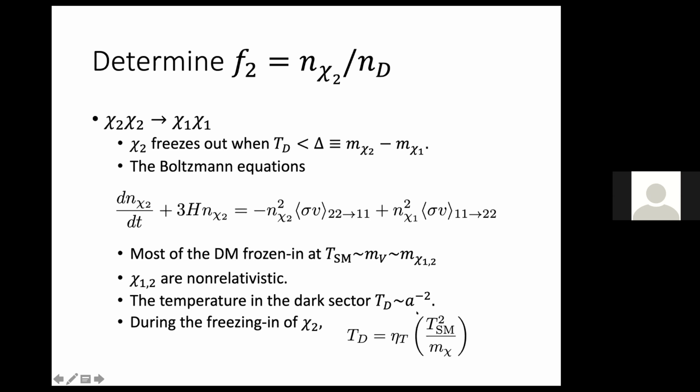We know that the velocity always scales with a to the minus 1, so the kinetic energy scales with a to the minus 2. And because they are non-relativistic particles, most of the temperature is determined by the kinetic energy. So the temperature in the dark sector is determined by this formula, the relation between T dark and T standard model. Okay, so there's a square dependence. And this eta T is the coefficient of proportionality. It's actually order 1. We can do a detailed simulation to determine that eta T is order 1. It's almost equal to 1.